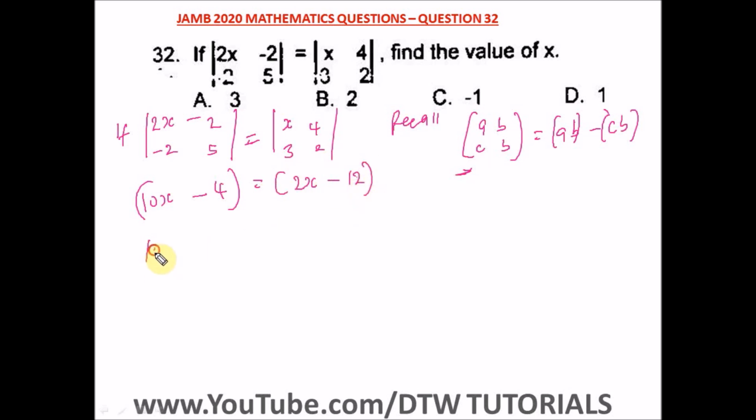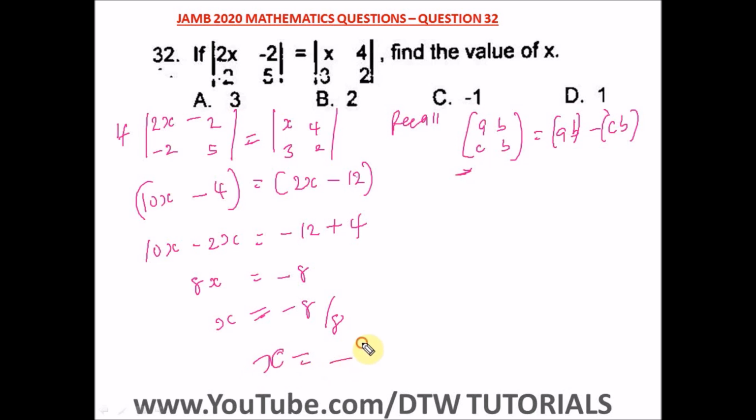So crossing like terms, we have 10x minus 2x equals minus 12 plus 4. We have 8x equals minus 8. x is equal to minus 8 over 8. So x is equal to what? Minus 1. So our answer here is what? C.